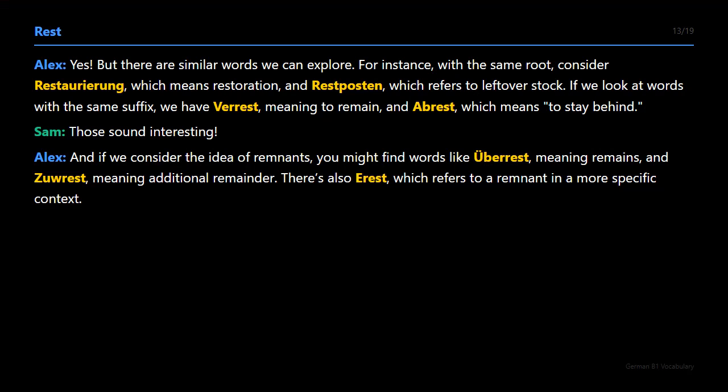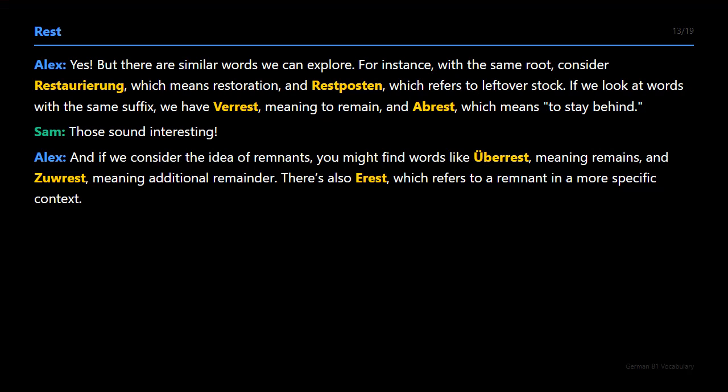For instance, with the same root, consider Restaurierung, which means restoration, and Restposten, which refers to leftover stock. If we look at words with the same suffix, we have Verrest, meaning to remain, and Abrest, which means to stay behind. Those sound interesting.